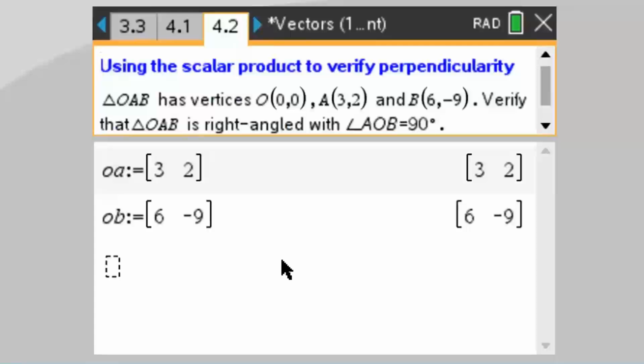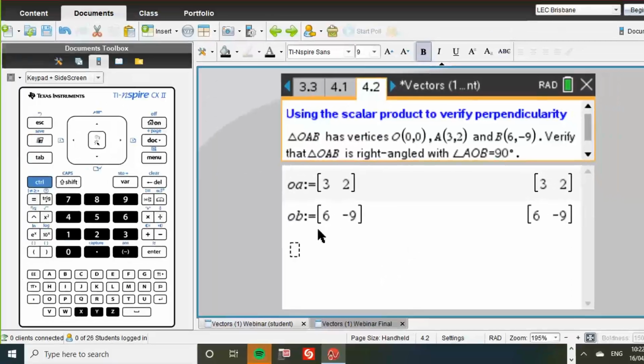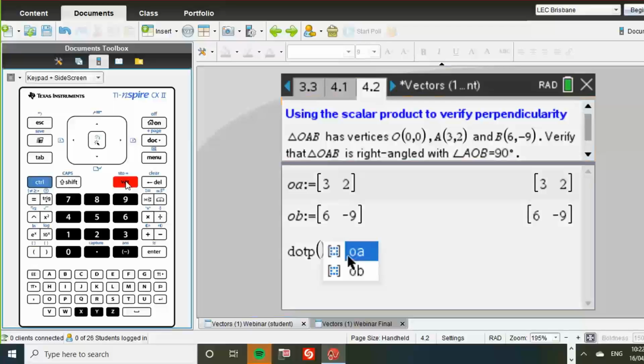So basically what we want to do is calculate the dot product. So dotP, notice that it comes up non-italicized, so the Nspire recognizes that as a command, and then open bracket, and then if you press var OA, comma, var, which is short for variable, OB, press enter. The dot product is 0, and so we've verified that triangle OAB is right angled, and the right angle occurs at vertex O.